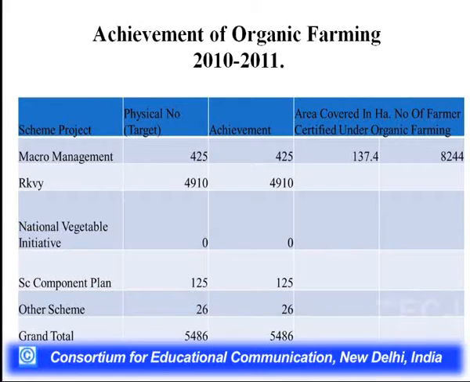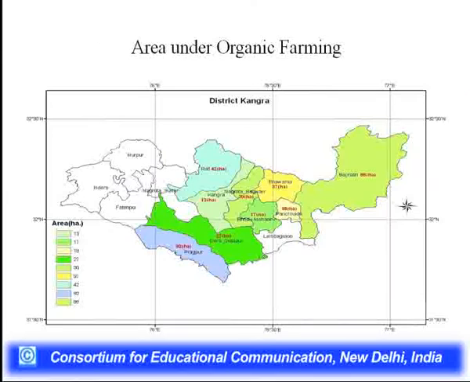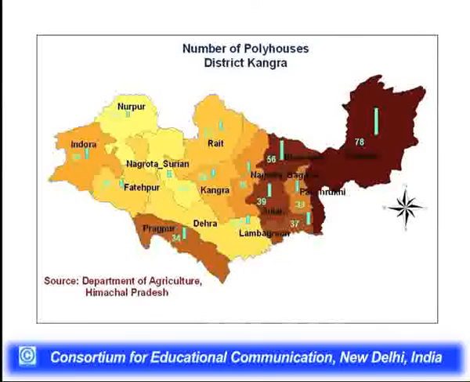a very substantial proportion of area has been covered under organic farming. You can see here the area under organic farming, area in hectares. We have more area in the southern side, and on the western side, we have not much development of area under organic farming.